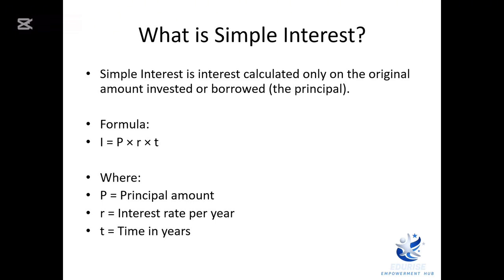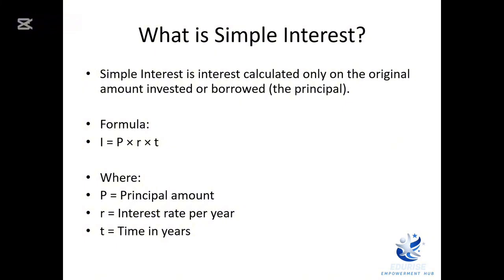Simple interest is interest calculated only on the original amount invested or borrowed, namely the principal amount. Here we have a formula where interest is equal to the principal amount multiplied by the interest rate per year multiplied by the time. That is, I is equal to P multiplied by R multiplied by T.